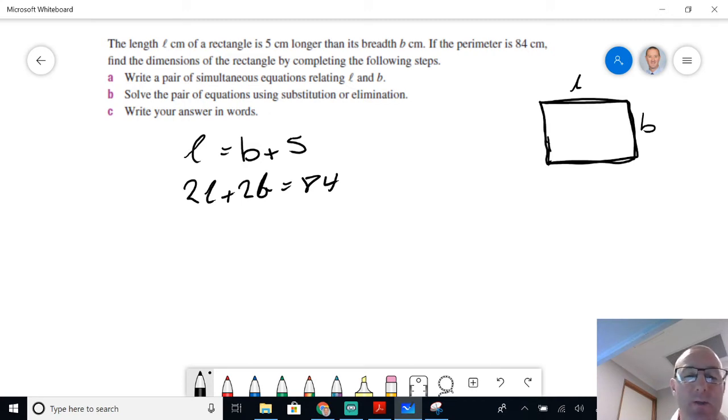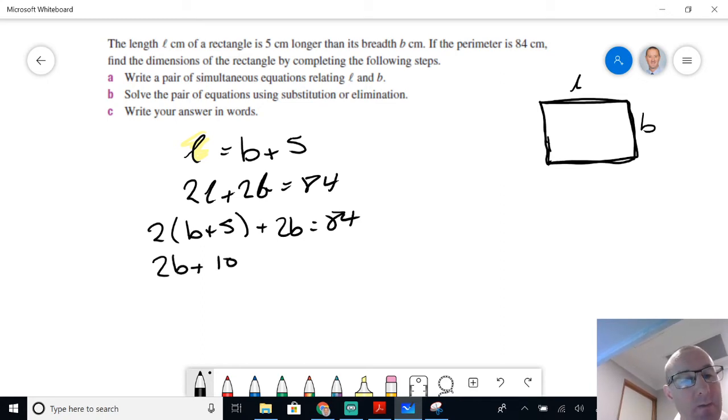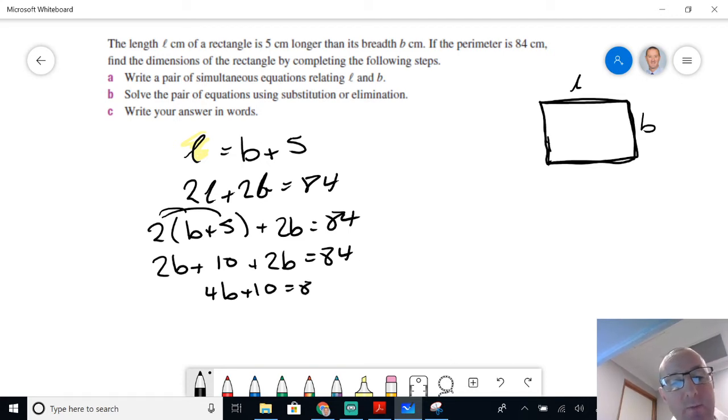So then what I'm going to do is use the substitution method and take this value of L and put it into the second equation. So let's have a look here. 2 times L. So what I'm going to do is say 2 times B plus 5, plus 2B, is equal to 84. Then I can expand and simplify. So 2B plus 10. We do 2 times B and 2 times 5, plus 2B equals 84. 2B plus 2B gives me 4B. 4B plus 10 equals 84.